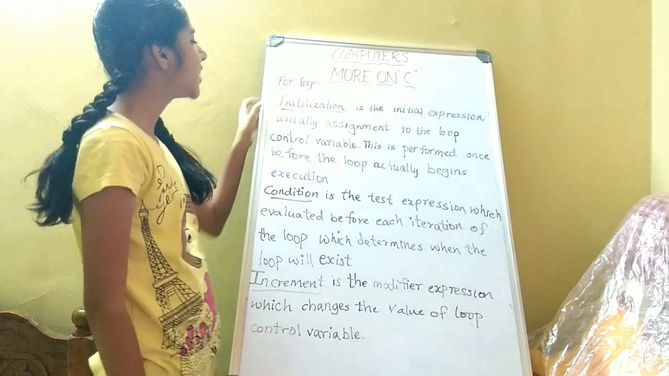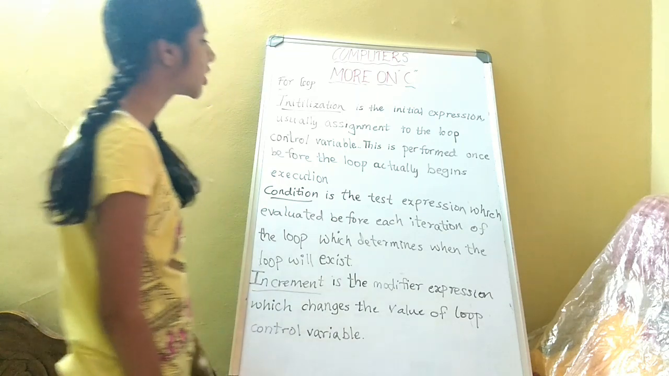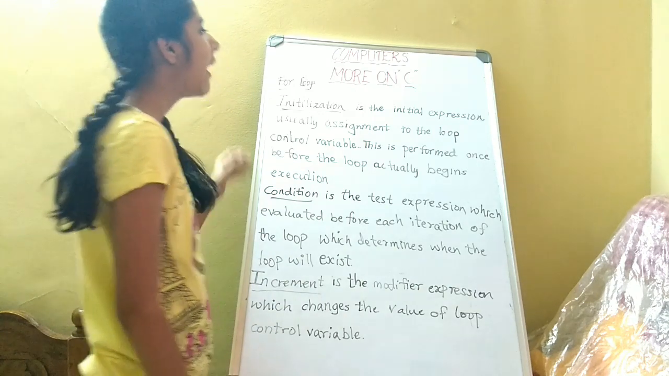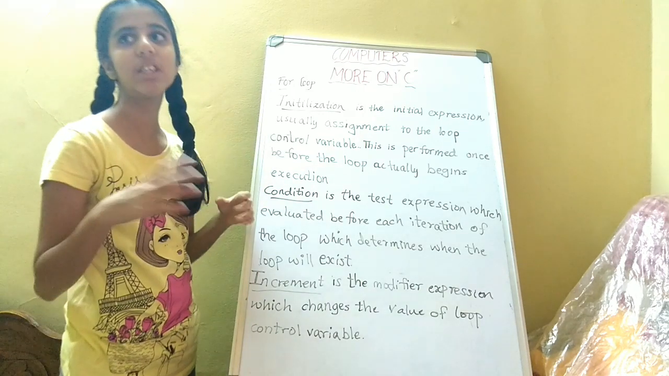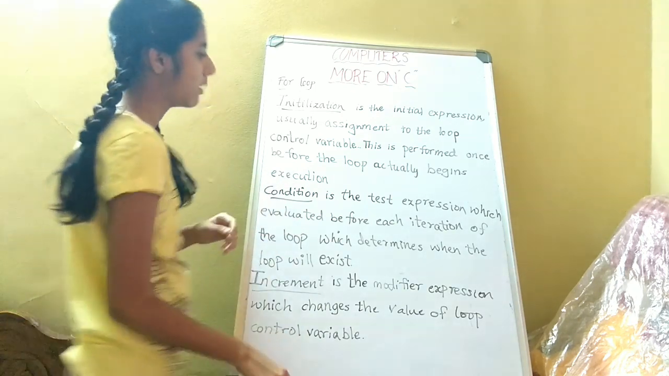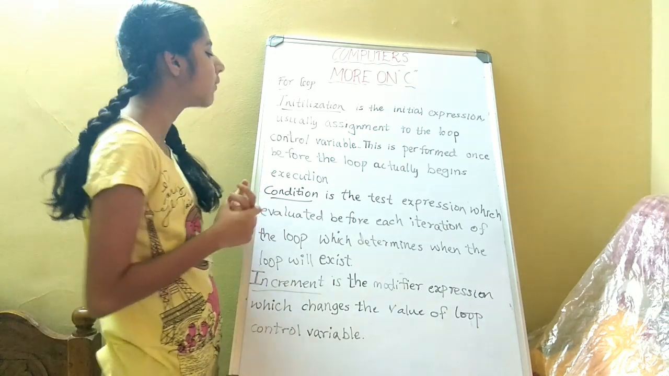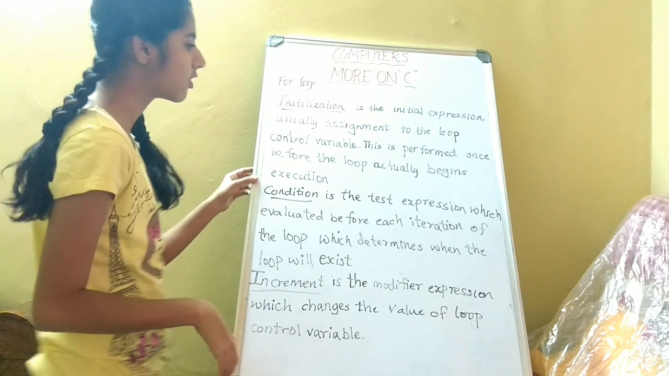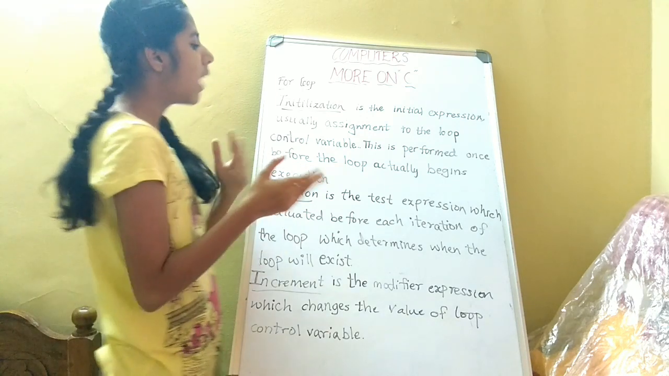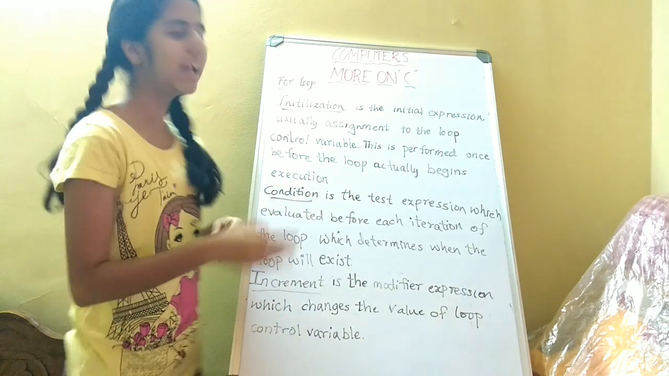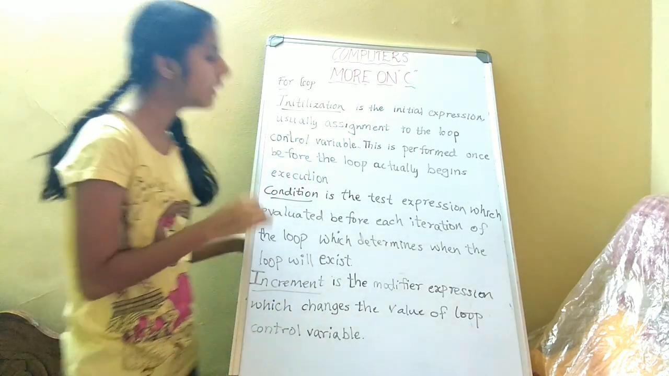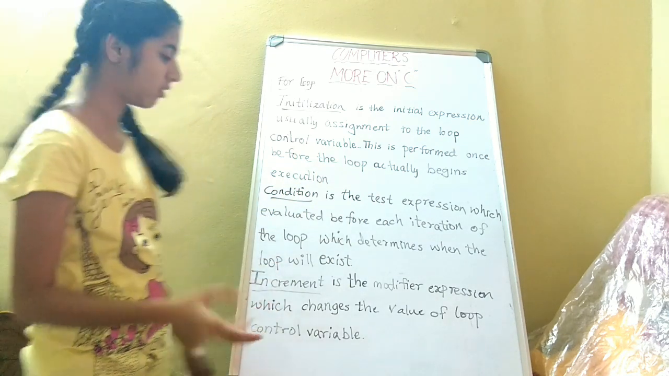In a for loop, initialization is the initial expression using assignment to the loop control variable. This is performed once, before the loop actually begins execution. So when the assignment is there, it happens before the loop begins execution.